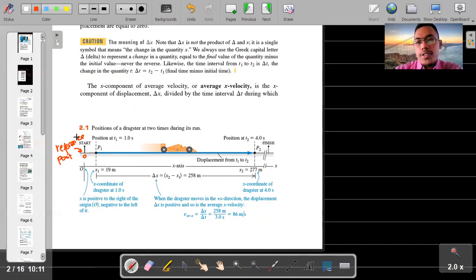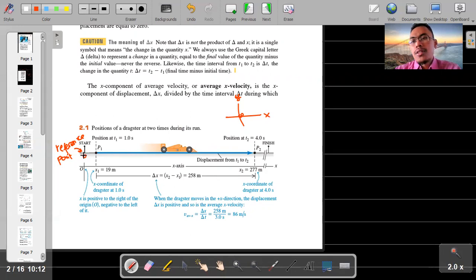The reference point is like when we have a Cartesian coordinate. The horizontal line is x and the vertical line is y, and the reference point is at this point, so it's 0,0. But in this case, because the road is only in horizontal form, the reference point is only 0. So this is the 0 here.